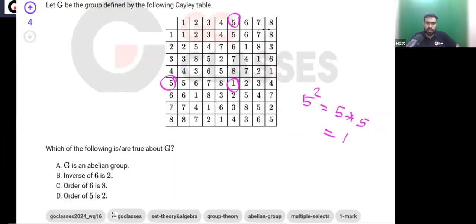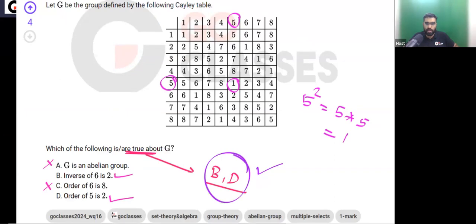Ultimately, in this question, we are asking how to use the Kelly table. This question is based on use of Kelly table. So I can say answer will not be A. Answer will be B, comma D. Very simple. Remember, the question is asking for true statement, so answer will be B, comma D. If the question is asking for false statement, answer will be A, comma C. Okay, so your answer will be B, comma D.